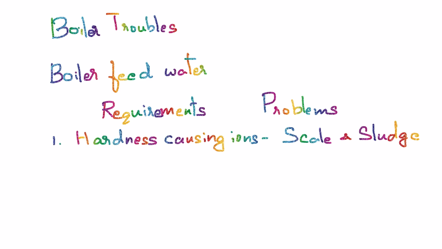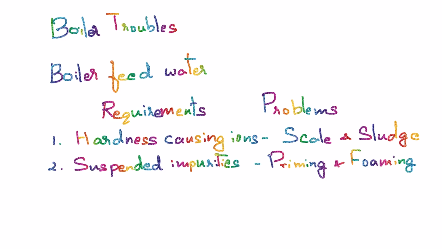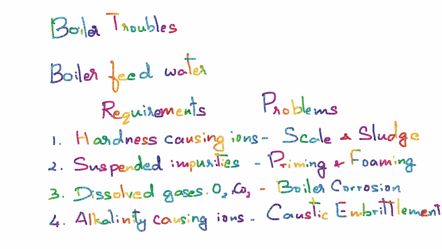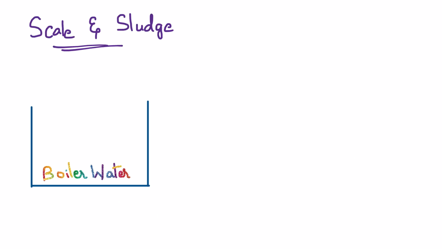If the boiler water contains hardness causing ions, it will cause scale and sludge. If it contains suspended impurities, it will lead to priming and foaming. If it contains dissolved gases like oxygen and carbon dioxide, it will cause boiler corrosion. If it contains alkalinity causing ions, it will lead to caustic embrittlement. We'll discuss these problems one by one.